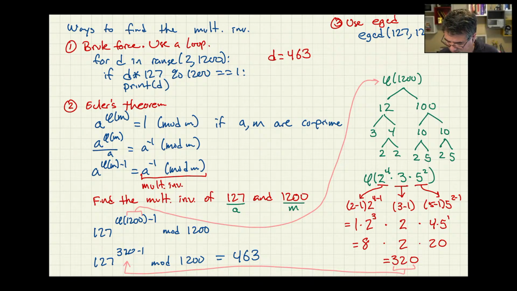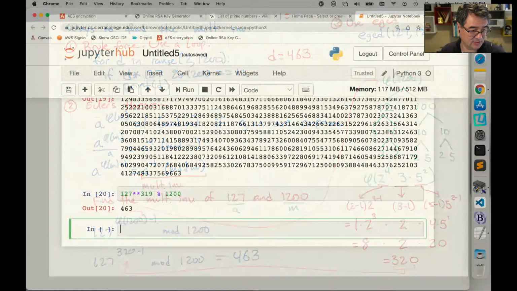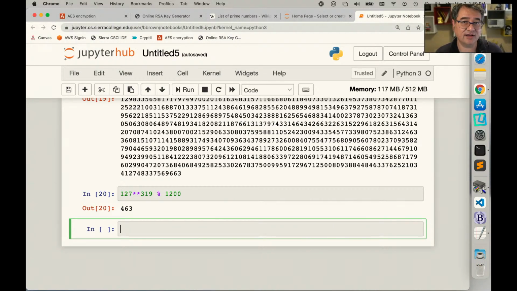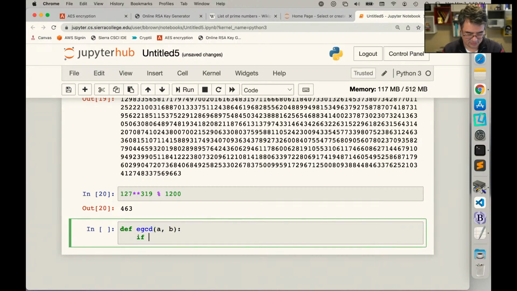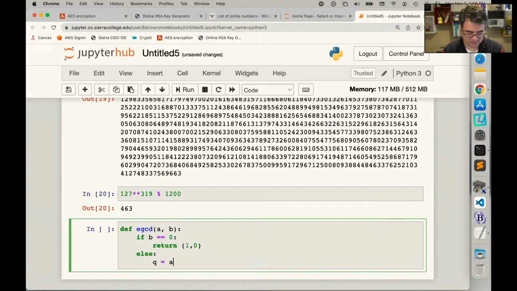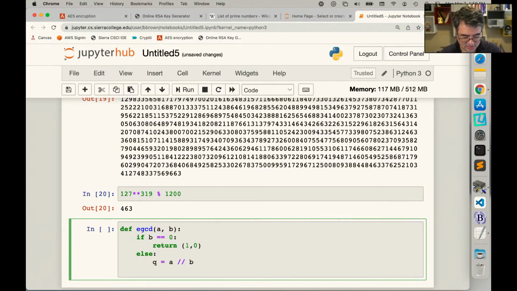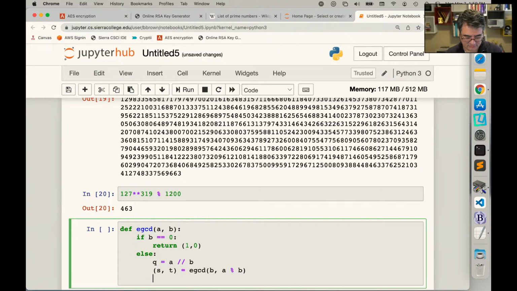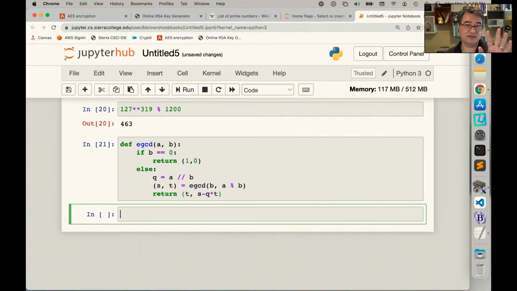So here we are, we're calculating EGCD of 127 and 1200. Now I don't have that in here, so I've got to go ahead and type that function in. So define, this is going entirely from memory. I hope I get it right. So if b is equal to 0, we're going to return 1, 0. Else, let's see, q equals a divided by b. We just want the integer quotient. And then s and t is equal to EGCD of b and a mod b. And then finally, we're going to return t comma s minus q times t. Okay, if my memory serves correctly, that is the definition of the extended Euclidean algorithm. So let's go ahead and plug in our numbers.